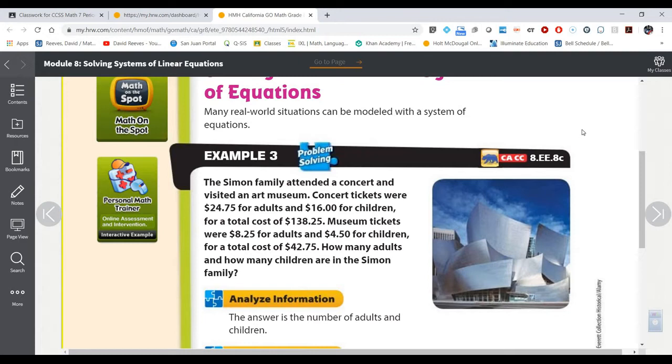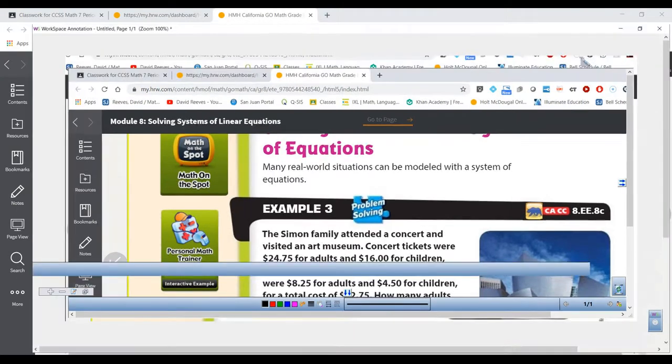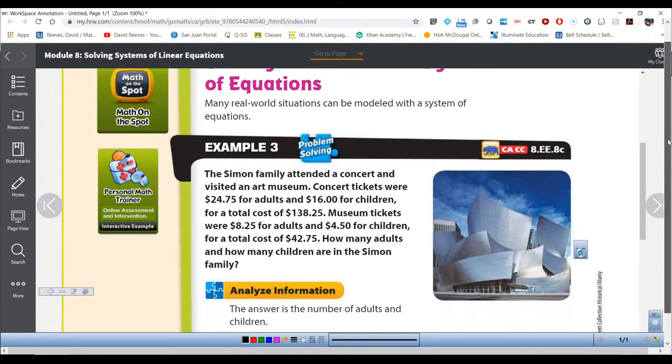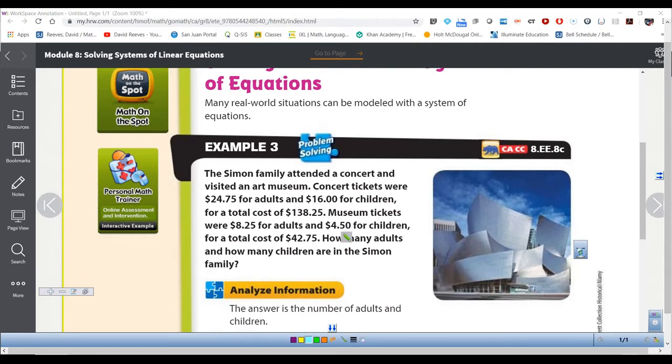So there were two previous problem solving videos with linear systems, one where we solved by graphing and the other where we solved by substitution. You know that when we are solving a problem using a system, the first thing we have to do is identify our unknown. So we need to know what it is that we don't know. What are we trying to find? And the place to find that is usually at the end of the problem. So right here it says how many adults and how many children are in the Simon family.